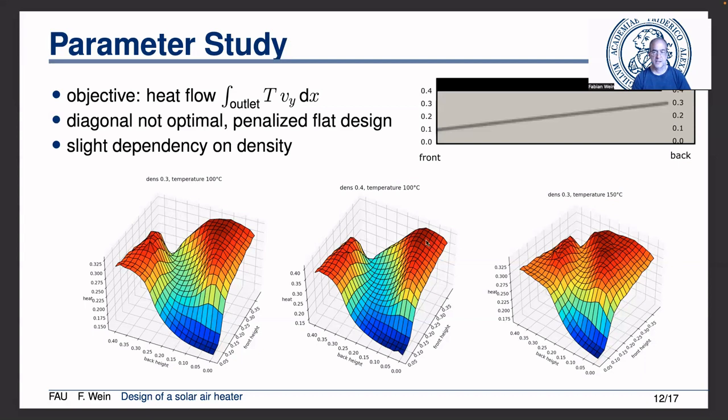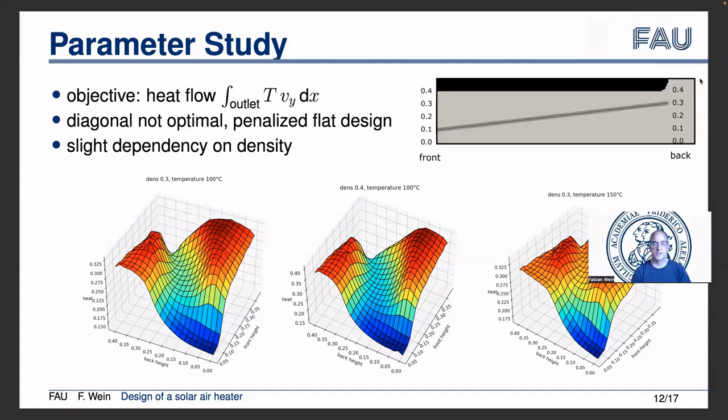We see that a straight diagonal is in this numerical experiment not optimal, and also that the flat design is penalized because due to the nonlinearity, the total amount of heat is so small that the overall objective function is small. The objective function, yes, I forgot, is a heat flow, which is at the output. At the output, the integral of the temperature times the vertical velocity component.